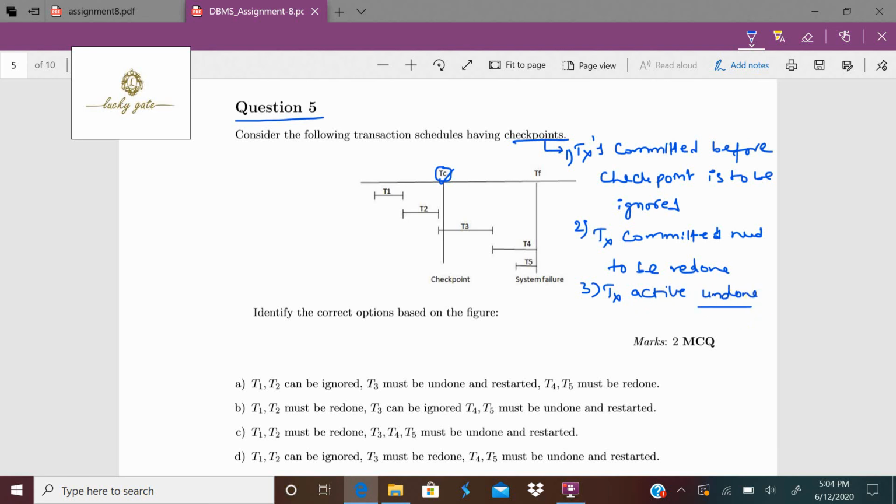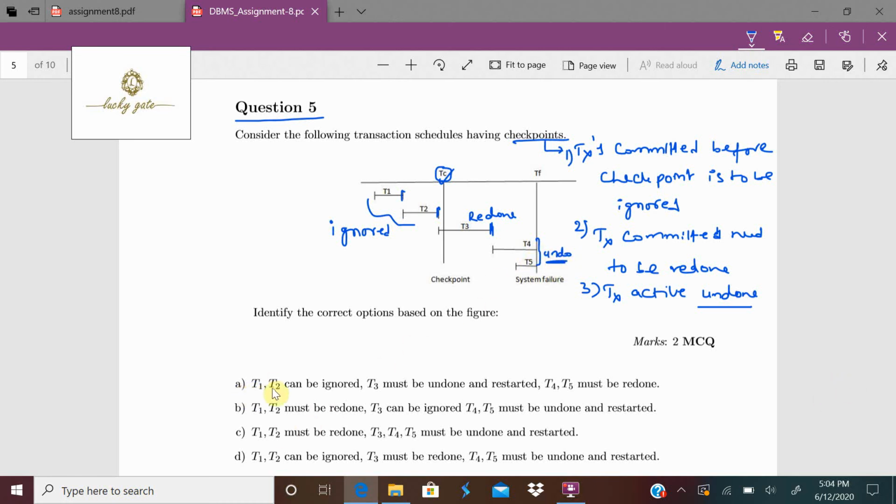Undo the operations. Now observe in the given diagram, transaction 1 and transaction 2 are already committed before the checkpoint, so T1 and T2 need to be ignored. And T3 is committed after the checkpoint. Because it is committed, T3 needs to be redone. And T4 and T5 are active transactions. Because they are not committed, they require an undo operation. Now check the options.